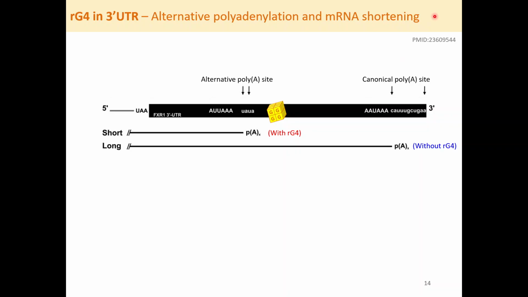Additionally, rG4s in the 3' UTR play a role in alternative polyadenylation and mRNA shortening. In the 3' UTR of fragile X homolog 1 FXR1 mRNA, the rG4 promotes alternative polyadenylation sites 3 times higher than the canonical polyadenylation site to produce shorter mRNA. In the absence of the rG4 region in the construct, the canonical poly A site is favored to produce a longer mRNA isoform.